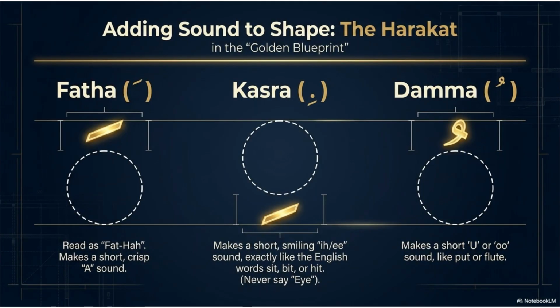To give these shapes their voice, Arabic uses short vowel marks called the harakat. Placing a fatha, with a clear, breathed H sound, on top creates a short, crisp sound, like the A in the English word cat. A kasra underneath produces a short, smiling sound, like the I in the word sit. And a damma gives us a short sound, like the U in the word put.